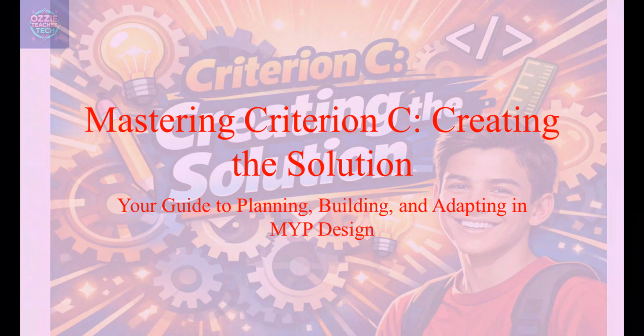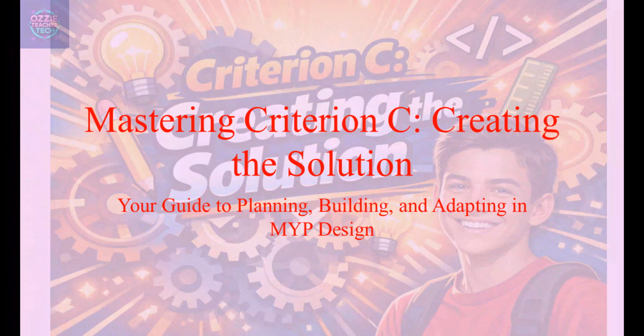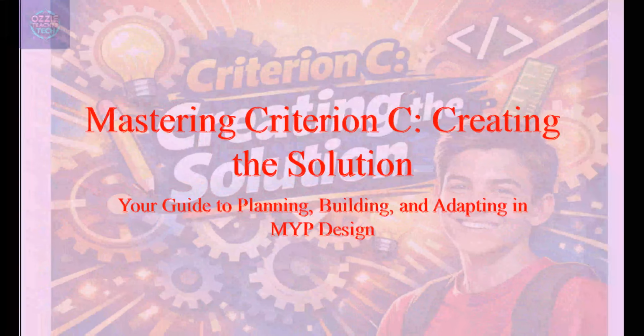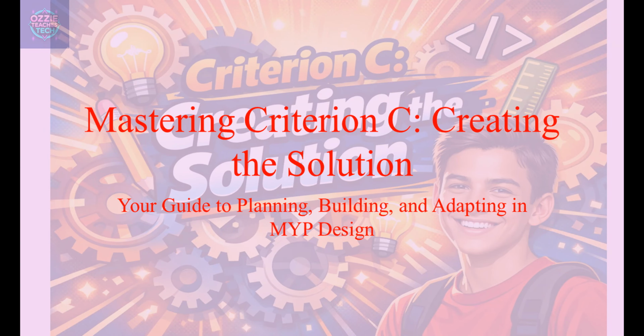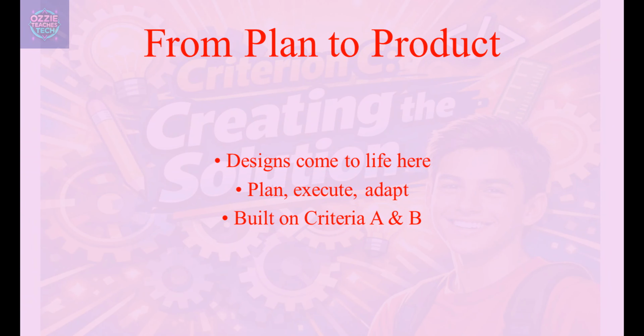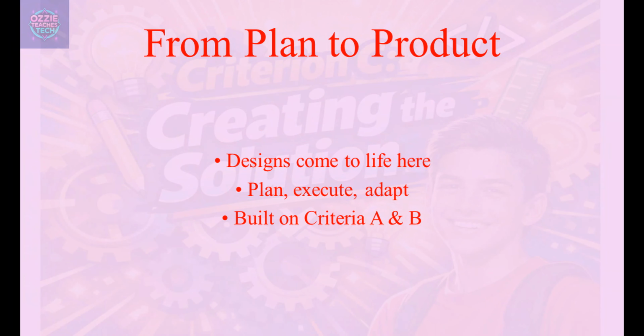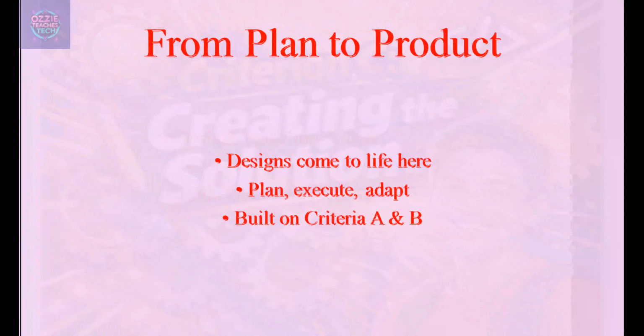Today we are diving deep into Criterion C, creating the solution. This is where all your planning and design actually comes to life. And honestly, it's one of the most exciting parts of the design cycle. If you're watching this, you've probably already crushed Criterion A and Criterion B, so you've got your research done and your design ready. Now, it's time to actually build the thing. Let's break down exactly what the IB is looking for and how you can max out those achievement levels.